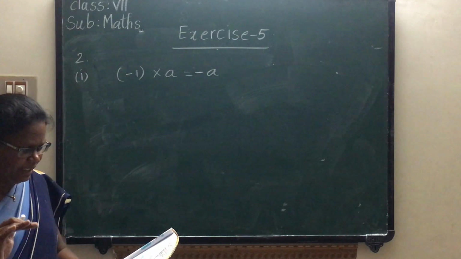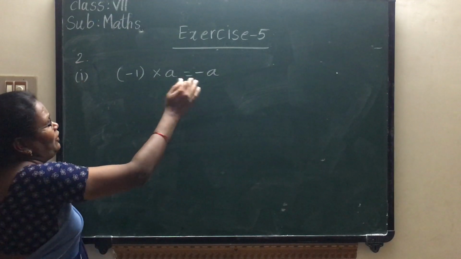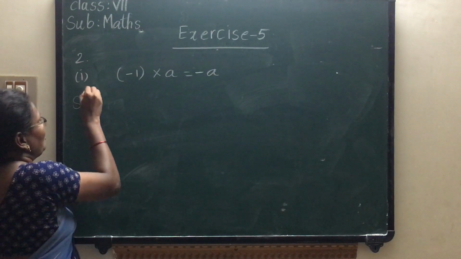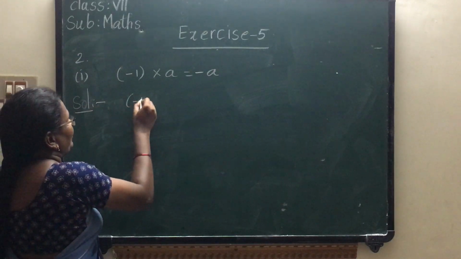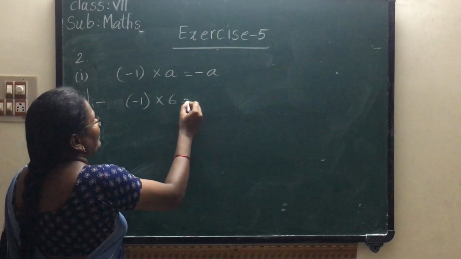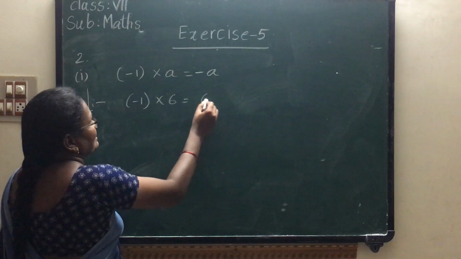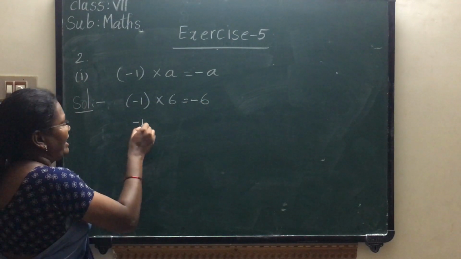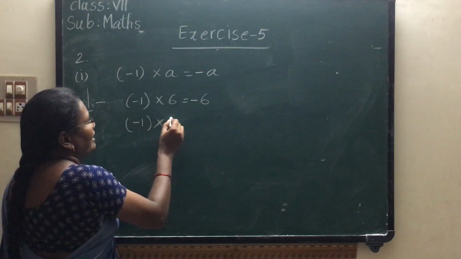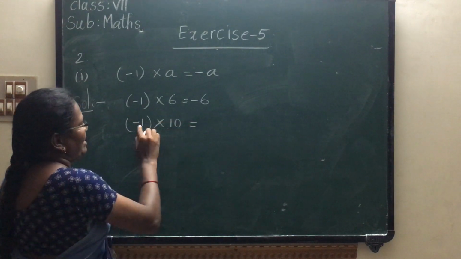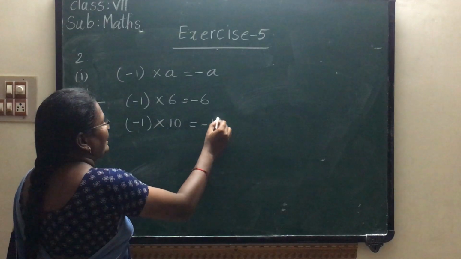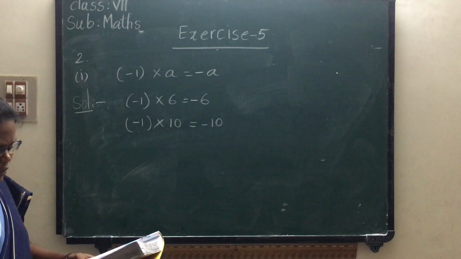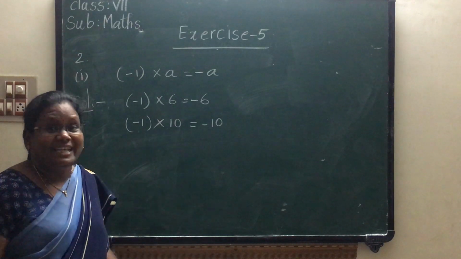Minus 1 into a is equal to a. We have to take one example, any value. Minus 1 into 6 is equal to 6, minus into plus minus. Take one more example, minus 1 into 10. 1 tens are 10. Minus into plus minus 10. This is the answer. Next, determine the integer whose product with minus 1 is 5.